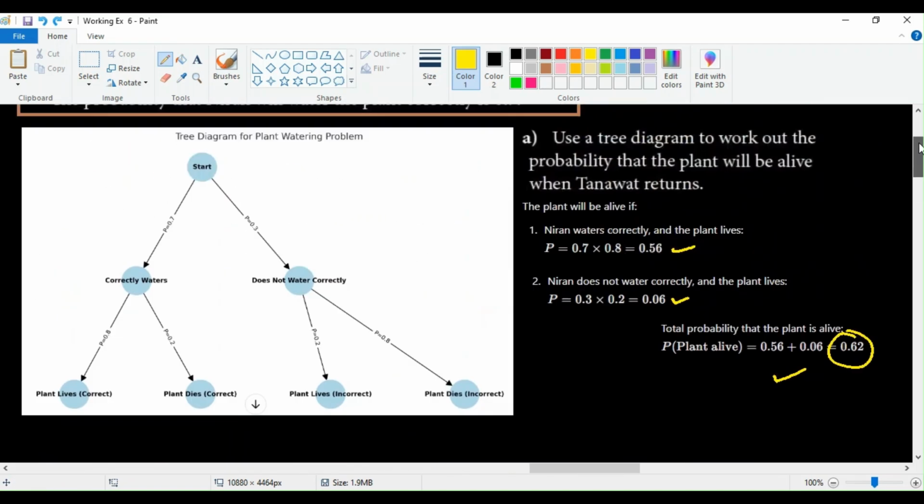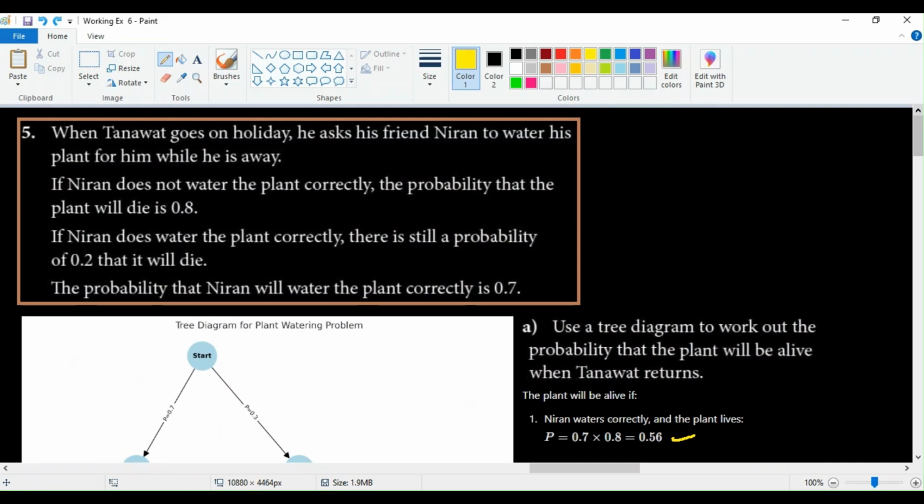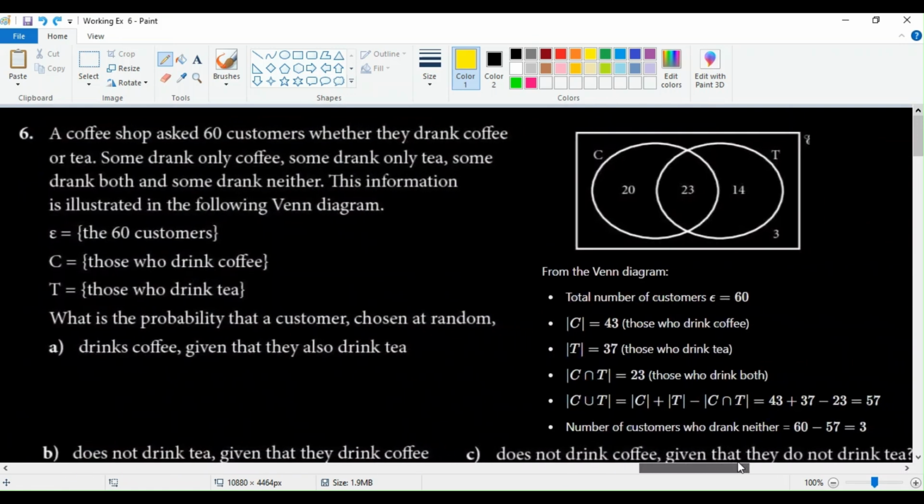Moving on to the next part of this question, which is question number 6. It says a coffee shop asked 60 customers whether they drink coffee or tea. Some drank only coffee, some drank only tea, and some drank both. And there are some people who drink neither. This information is in the Venn diagram, and the question is over here.